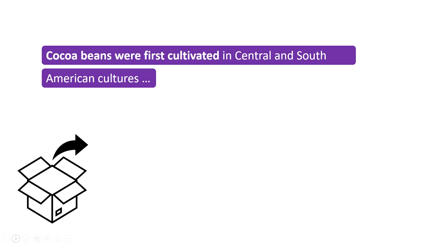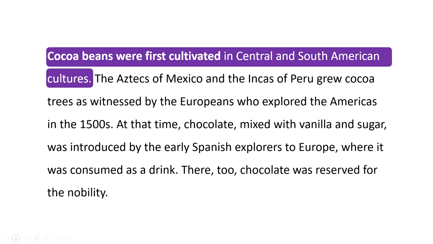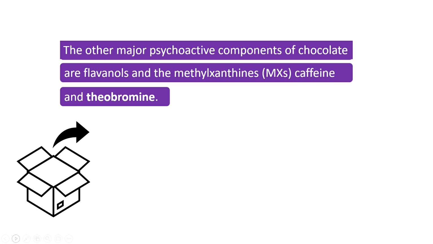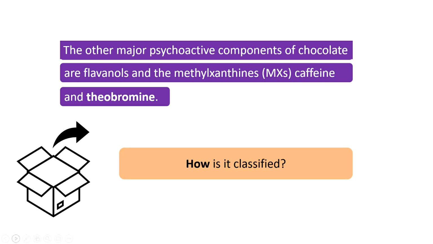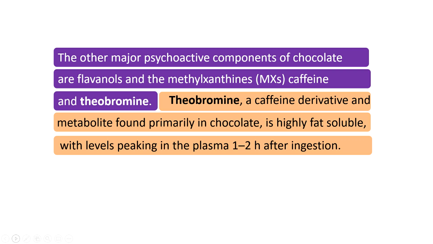Cocoa cultivation can be unpacked with details about who, where, and when. We can find out more about specific people, places, and timeframes. In this example, the theobromine can be unpacked with details about classification and function. We can find out more about the precise nature of the theobromine.